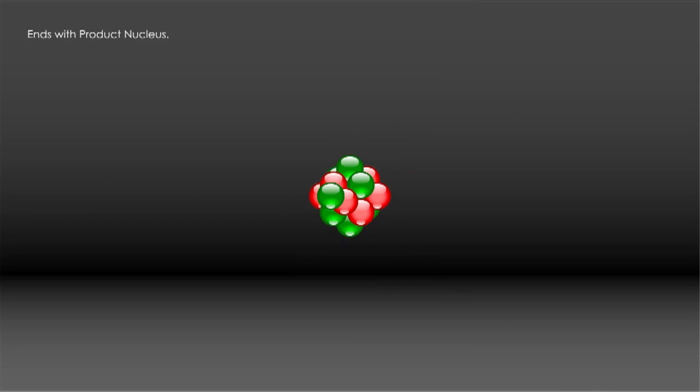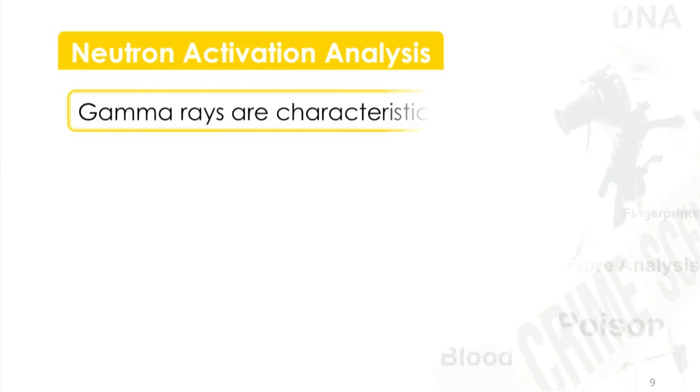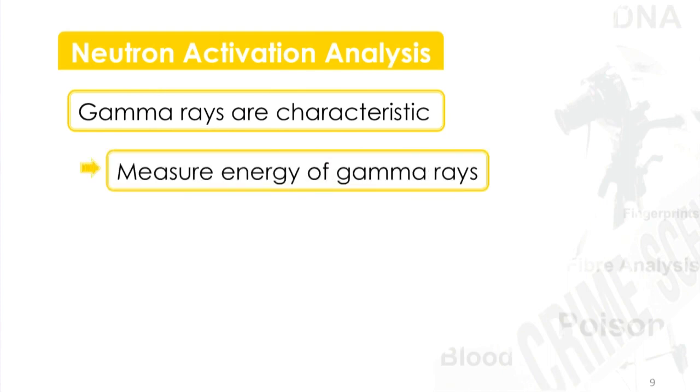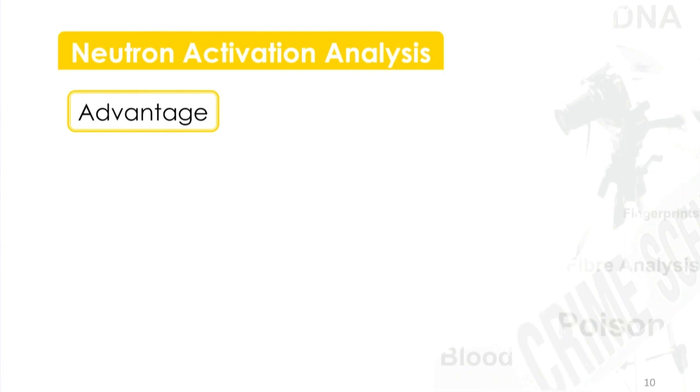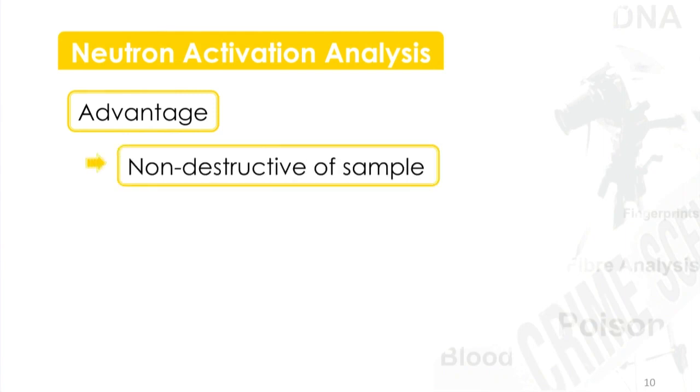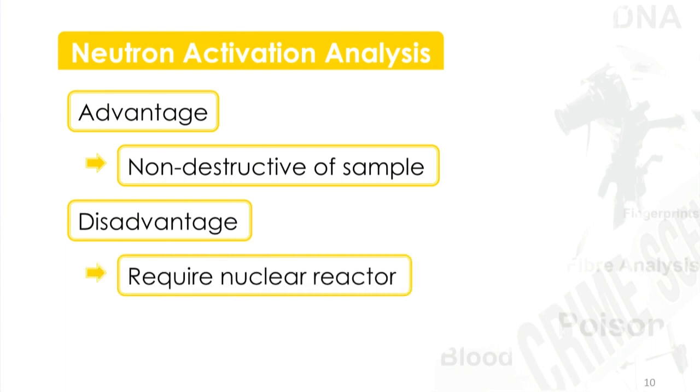Just as the radiation given out by the electrons was characteristic, so the gamma rays given out by these nuclei are also characteristic. So if we measure the energy of the gamma rays given out, we can once again analyze the element. So it's a good technique in that it is non-destructive of your sample, but it does have a serious disadvantage in that in order to get the neutrons to do this analysis, you do need to have a nuclear reactor. If you don't have a nuclear reactor, then you really can't do this method.